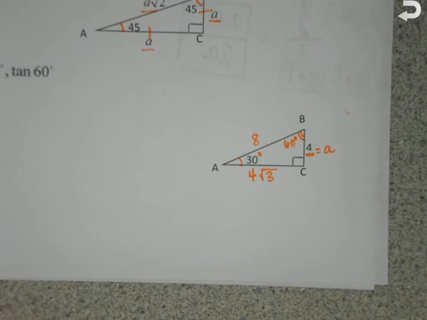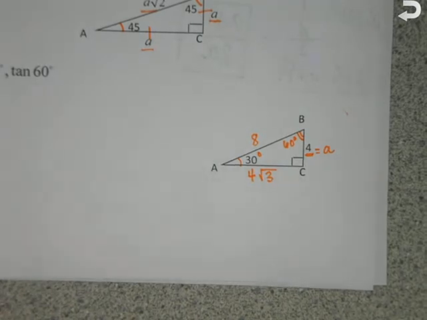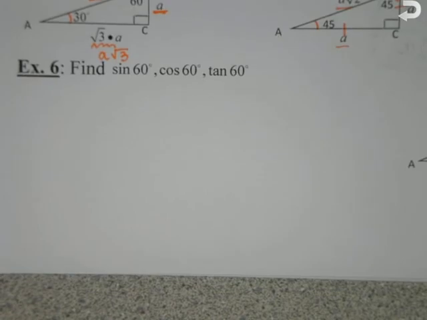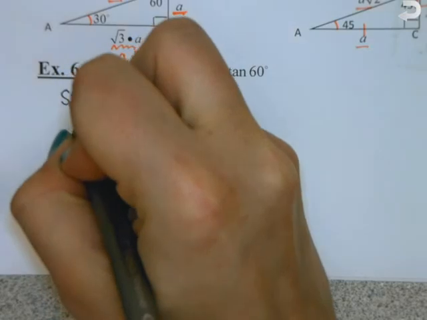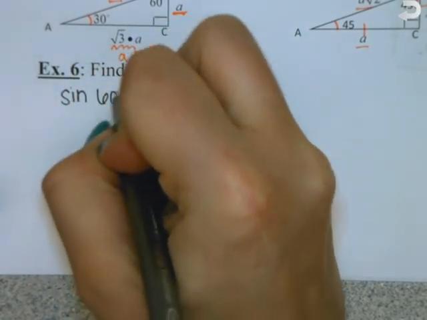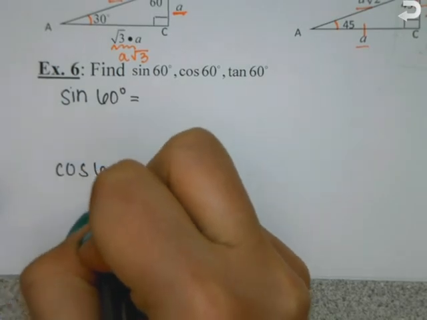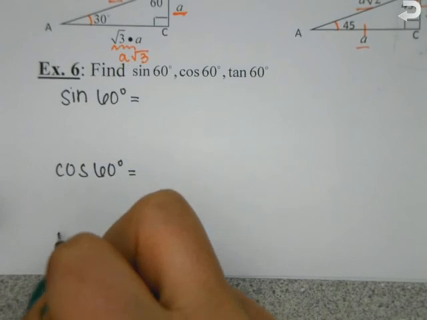So the very last thing we're going to do is we're going to find the sine of the 60 degree angle, the cosine of the 60 degree angle, and the tangent of the 60 degree angle. So let's write that down. So the sine of the 60 degrees, the cosine of the 60 degrees, and the tangent of the 60 degrees.